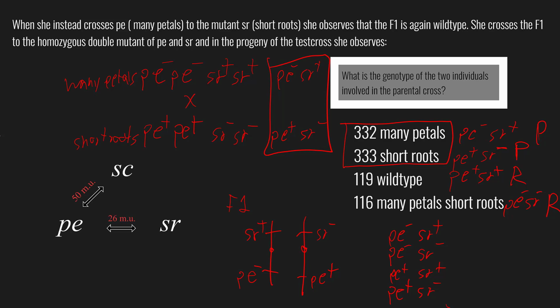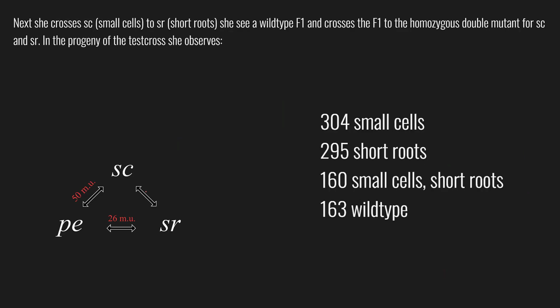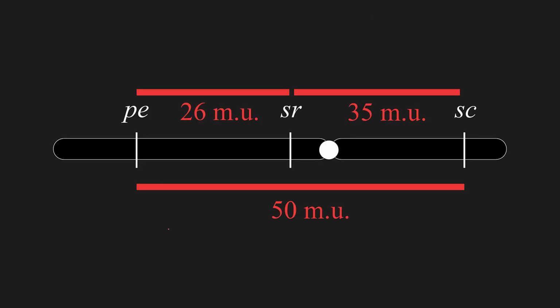Now, finally, the last thing that you need to do is to calculate the frequency for the third combination, right? Which is small roots and small cells, and then you're going to end up with the distance in map units for all the different combinations for your 3 different genes. Again, don't try to read everything at once. Try to take pairs and then calculate the frequency of each pair, and then you should arrive at something that looks like this, where you calculate the distance in map units between the different genes.